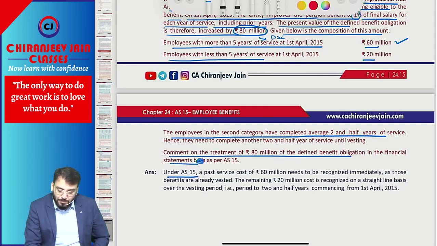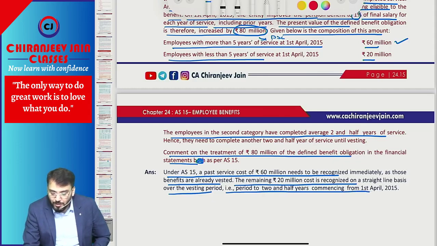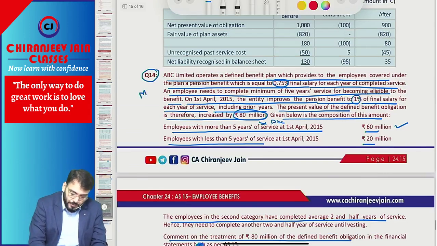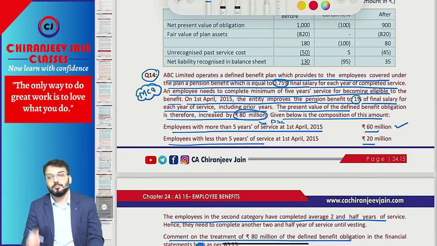As per AS 15, past service cost of 60 million needs to be recognized immediately as those benefits are already vested. The remaining 20 million cost is recognized on an SLM basis over the vesting period, that is the period of 2.5 years commencing from 1st April 2015. So this type of question is important for MCQs. This type of question can be asked in MCQ.